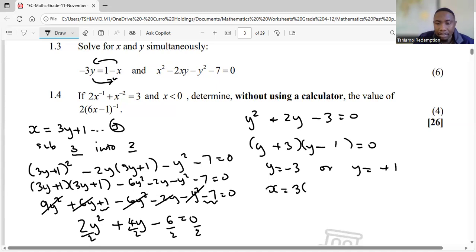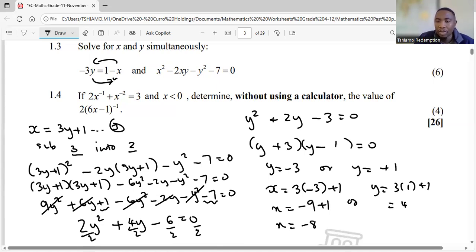X is 3 times minus 3 plus 1, which is minus 9 plus 1, which is minus 8. Or y is 3 times 1 plus 1, which is 4. So we can take one and check if our answer is correct. Always do it. So this is the value of x.